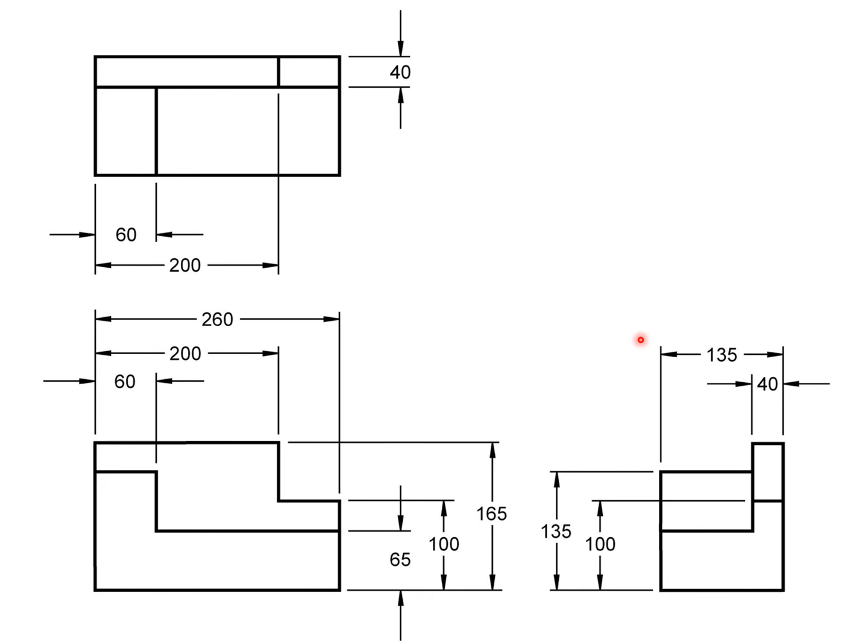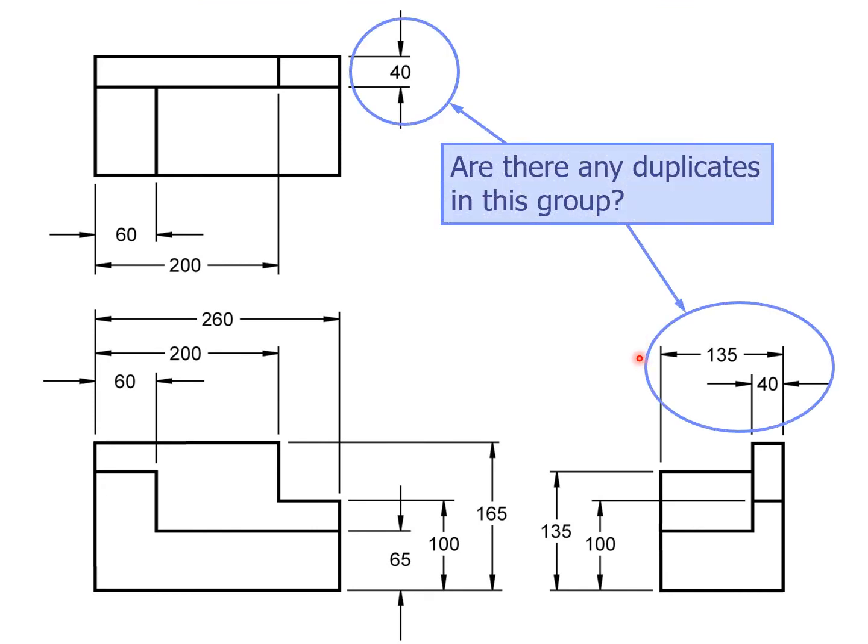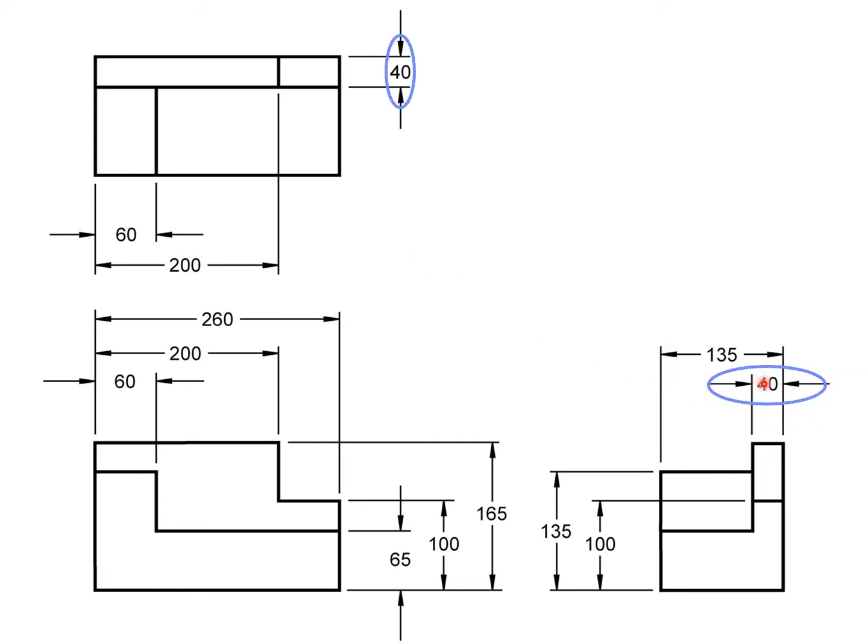So the dimension of 40 is a duplicate. So we need to get rid of the one here on top. And the reason we get rid of the one on top in the top view is because it makes more sense to keep it in the right-hand side view, because we get to group it with the 135. Again, you try and group dimensions together with one another, and you try and avoid having lonely dimensions. So that's one reason to keep it on the right-hand side view.